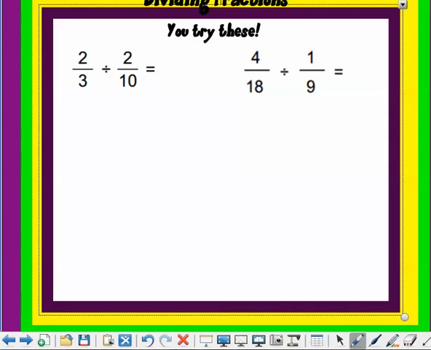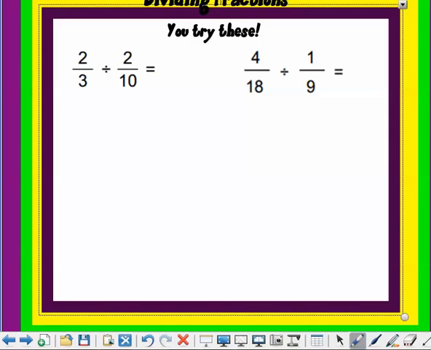All right, now it's your turn. I'm going to ask you to try these on your own. Try 2/3 divided by 2/10 and 4/18 divided by 1/9. Remember to take the multiplicative inverse or the reciprocal of the divisor. Simplify if you can, and then you're multiplying.